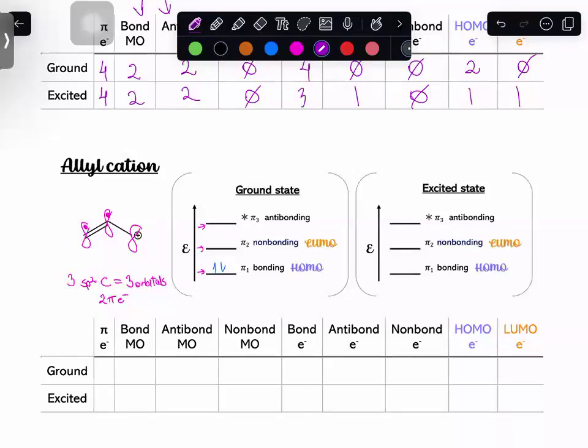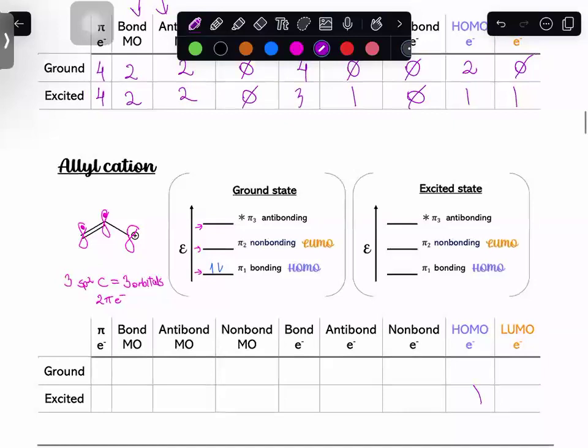Okay, do we have our answers? Now, this time we're going to start with the excited state. How many HOMO electrons do you see? How many LUMO electrons do you see? 1 as well. How many antibonding orbitals do you see? We see 1, and that applies for both excited and ground state.